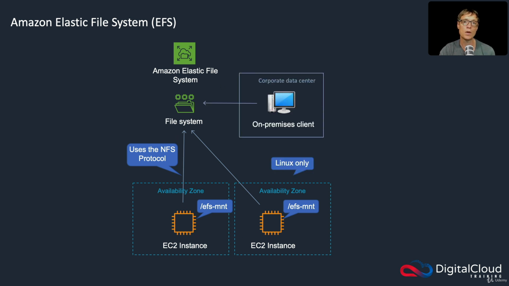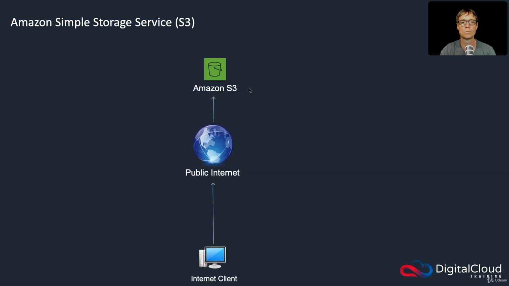An additional thing you can do if you want to is actually connect to your corporate data center using a virtual private network or AWS Direct Connect, which is a private network connection into AWS. And you can use those network links to access EFS as well from another network outside of AWS.